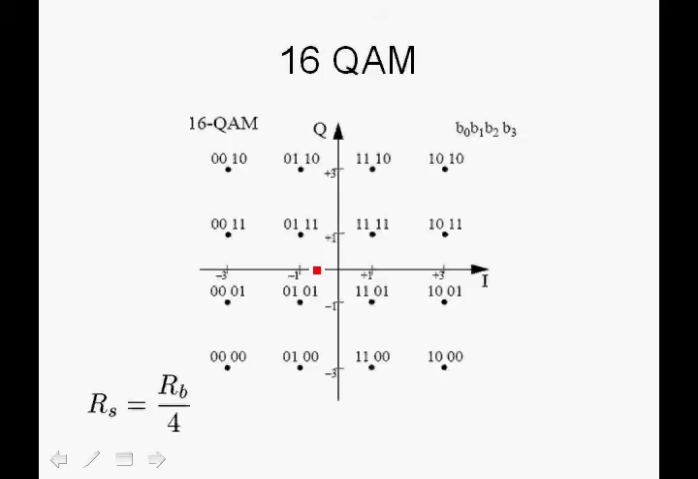Now let's go to the case where we actually have 16 constellation points. So this is called 16 QAM, or quadrature amplitude modulation. Since we have 16 points, each point can represent 4 bits. So we have 2 to the 4, or 16 possibilities. In this case, every 4 bits is mapped to a symbol. So the symbol rate is the bit rate divided by 4.